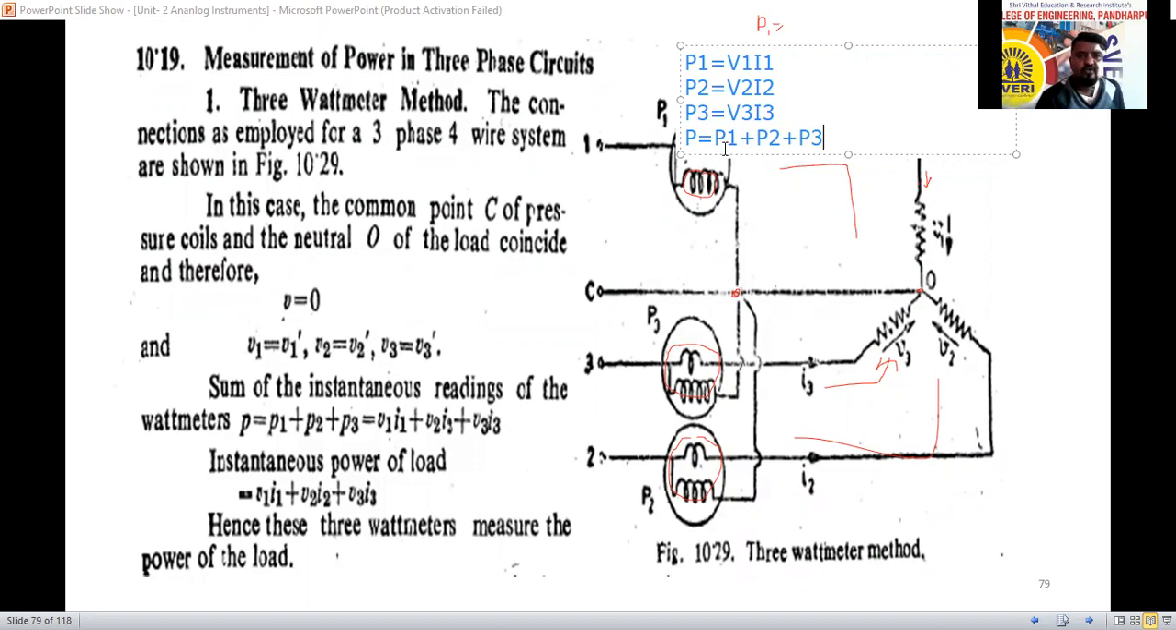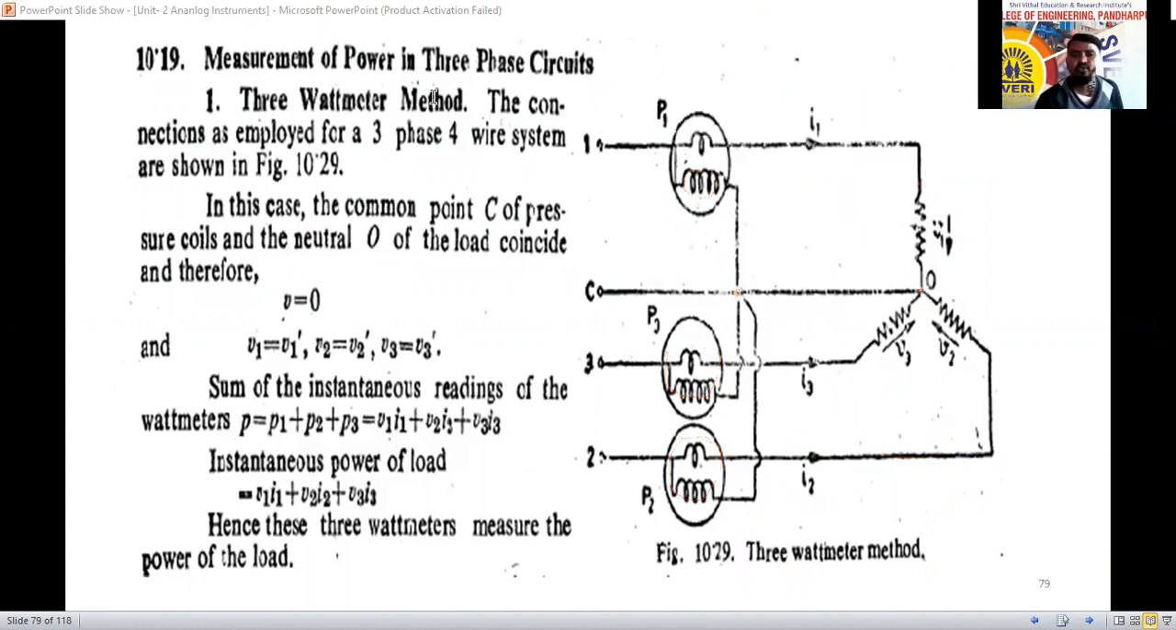Okay. So the total power P equals P1 plus P2 plus P3. We can do the calculation, or take the measured values from wattmeter 1, wattmeter 2, wattmeter 3, and by summing these three values we are going to get the same equation only. Actually, there are two methods for the measurement of power: by using this 3 wattmeter method, as well as by using the 2 wattmeter method also it is possible.